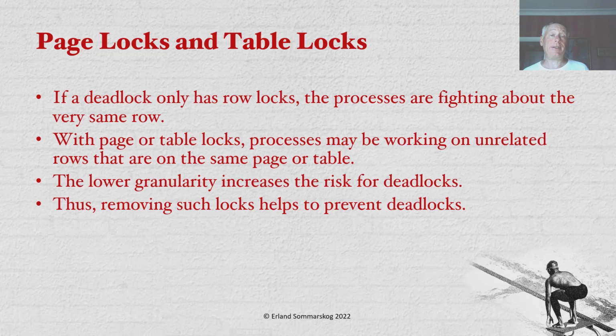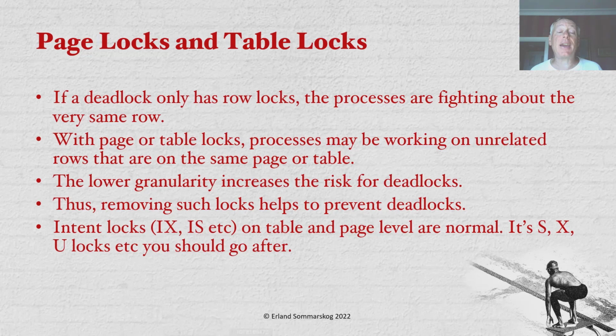Although I'd like to remind you that there is something called intent locks, that is IX, IS, IU, etc. They're always taken on table and page level, and that's perfectly normal because these locks mean, hey, I'm locking something down here. If a writer wants to take an exclusive lock on a row, it first has to take an intent lock on page level to block another reader from taking a shared lock on the entire table. And same thing for the page. So these are perfectly okay, but if you see S, X, and U, etc. on page and table level, you have something to go after.